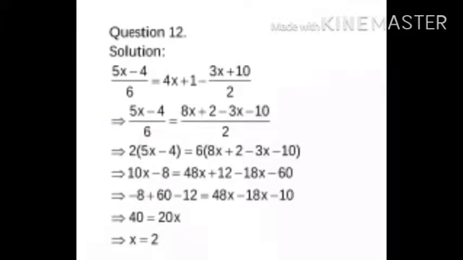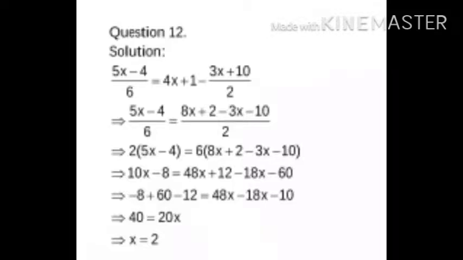Now the question number 12. (5x minus 4)/6 is equal to 4x plus 1 minus (3x plus 10)/2. By taking LCM on the RHS side, (5x minus 4)/6 is equal to (8x plus 2 minus 3x minus 10)/2. Now by cross multiplying, 2(5x minus 4) and 6(8x plus 2 minus 3x minus 10). So it will be 10x minus 8 is equal to 48x plus 12 minus 18x minus 60.